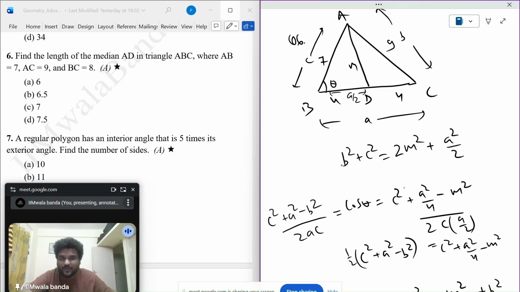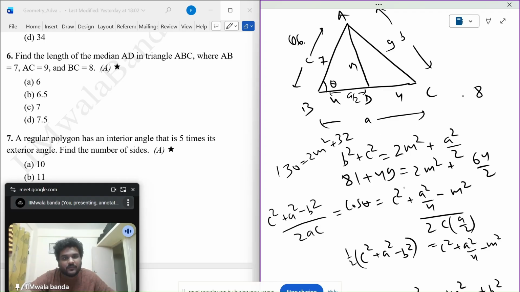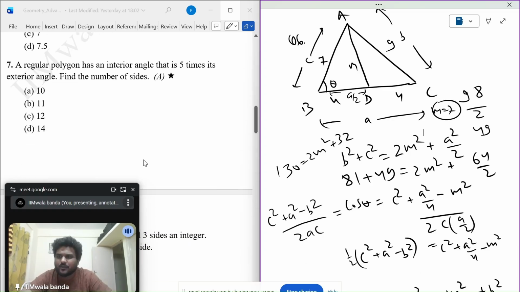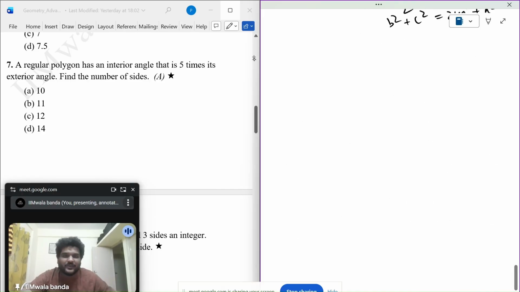So b square plus c square I've taken. Now just put it, is equal to 2m square plus a is given, right? 8. So this is what? 80 and 50. 130 is equal to 2m square plus 32, or this will come there. So this will be 98 upon 2, or 49. So m is 7. Pretty standard question. Let's go on to question number 7.